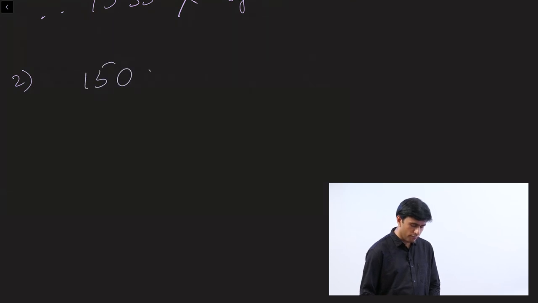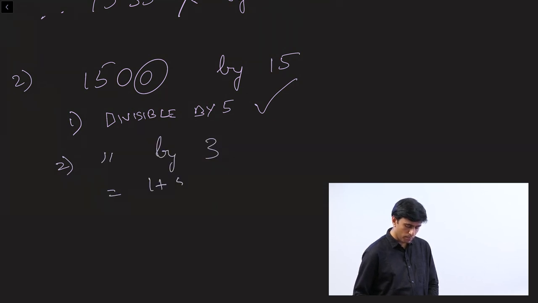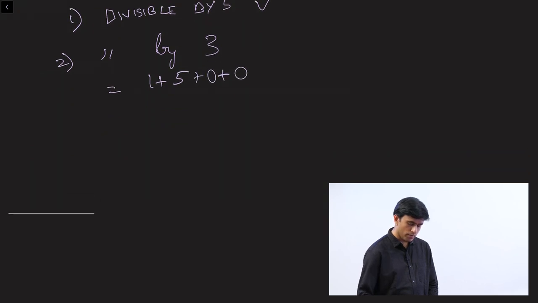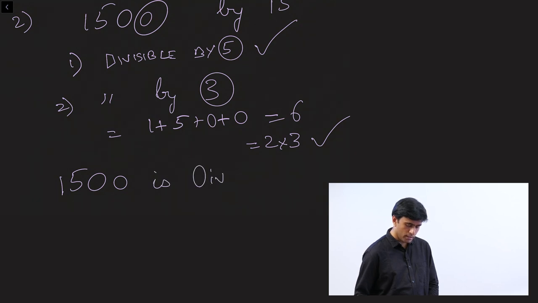Let's take another example. 1500. Is this number divisible by 15? First step, divisible by 5? Yes, because it is ending in 0. Divisible by 3? Let's see. 1 plus 5 plus 0 plus 0 gives you 6, which is 2 into 3. It's a multiple of 3. It's divisible by 3. Since it is divisible by 5 and divisible by 3, we can say 1500 is divisible by 15.